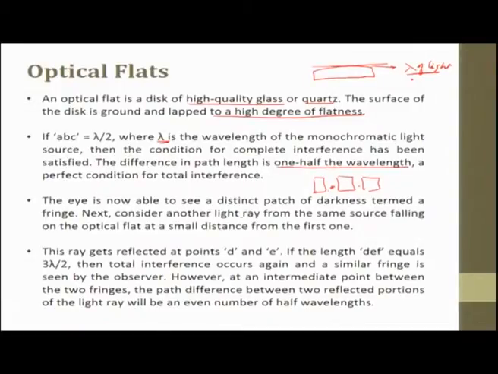Next, consider another light ray from the same source that falls on the optical flat at a small distance from the first one. This ray gets reflected at points D and E. If the length DEF equals 3 lambda by 2, then total interference occurs again and the same fringe is seen by the observer. However, at an intermediate point between the two fringes, the path difference between the two reflected portions of the light will be an even number of half wavelengths.